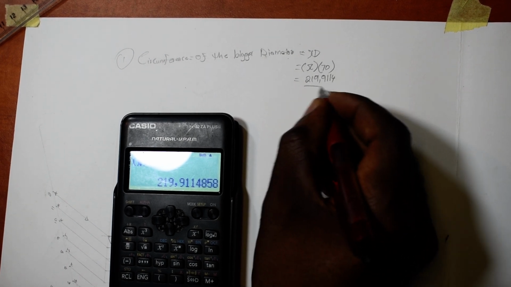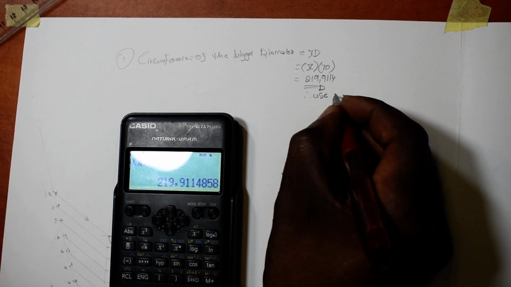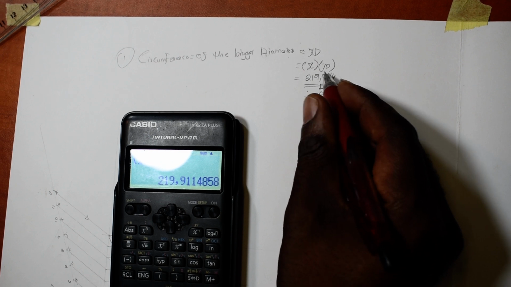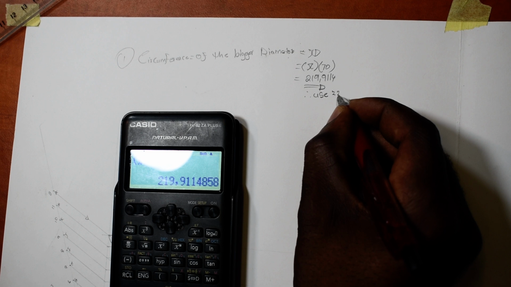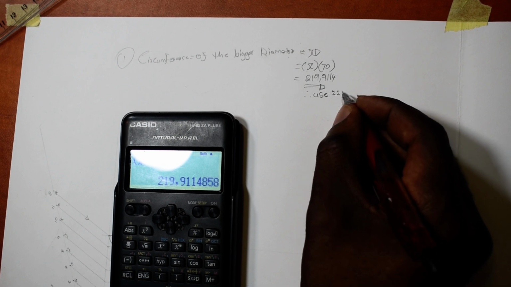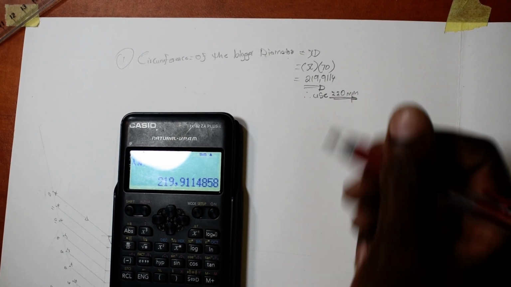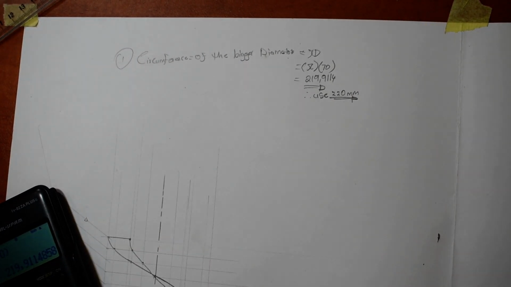I'm getting 219.114. You understand? So you're going to say please use how much, because after the comma, the first digit after the comma is above 5. So we're going to say use 220, because this is 19, 220 millimeter. You understand? 220 millimeter.